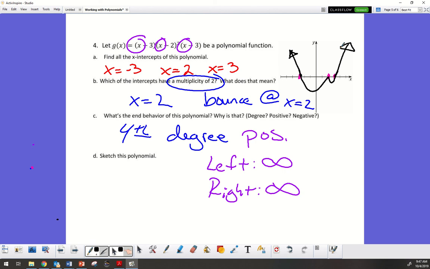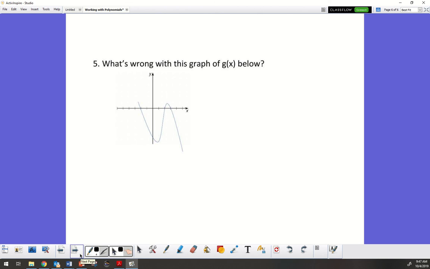All right, and I think this is the last one. What's wrong with this one here? It didn't bounce, right? So what's wrong? There's more than one thing wrong here. It's going down, so the right side's going down. The right side should be going to positive infinity, right?